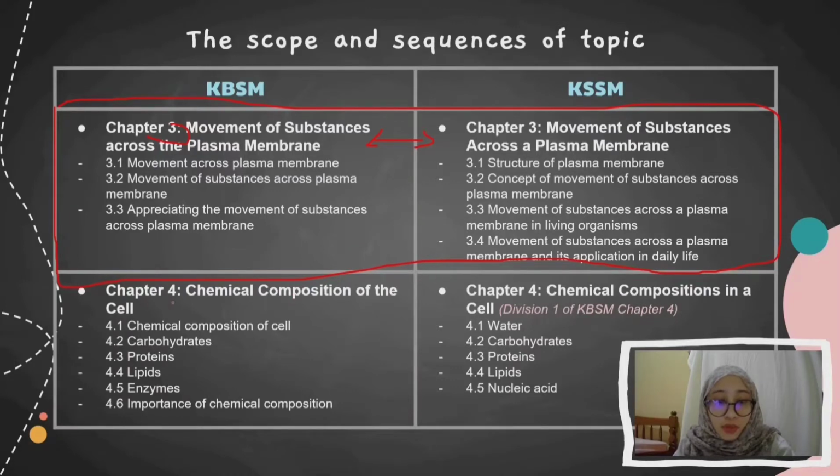Now let's move on to chapter 4, which is chemical composition of cells. Actually, this chapter is divided into two and was transferred to KSSM chapter 4 and chapter 5. The writer managed to divide this subtopic into two chapters. So this is the first division of KBSM chapter 4, which is chemical composition in a cell. 4.5 is actually the new subtopic that does not exist in chapter 4 of KBSM.